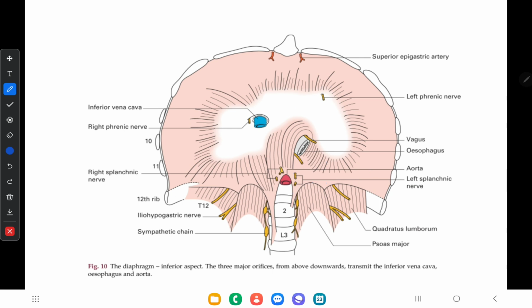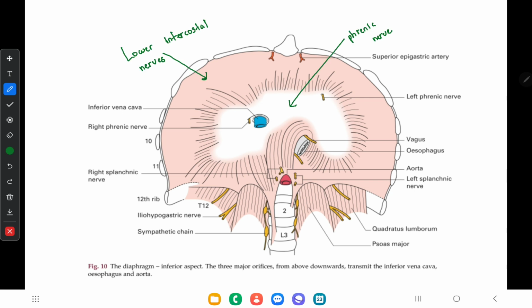So that's all about the openings and the structures passing or piercing through the diaphragm. Let's see what is the nerve which gives motor supply to the diaphragm. Phrenic nerve is the nerve which supplies the muscle of the diaphragm. They pierce the diaphragm. You can see right and left phrenic nerves piercing the diaphragm or the central tendon of the diaphragm. And right phrenic nerve supplies the right half of the diaphragm, while the left phrenic nerve supplies the left half of the diaphragm.